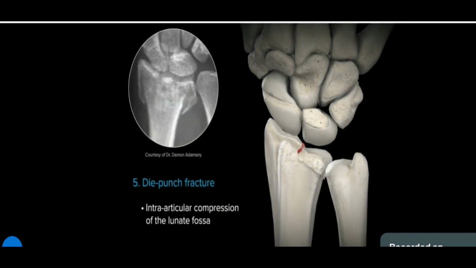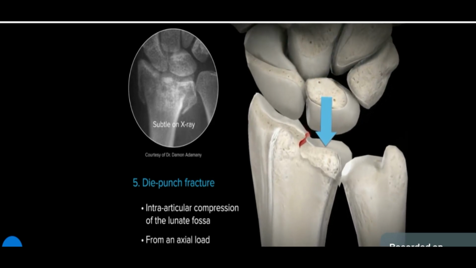The die punch fracture is a very unstable intra-articular fracture that is not commonly seen and is difficult to treat unless fragment-specific plating is available. It's due to a severe compression force on the lunate fossa from an axial load.